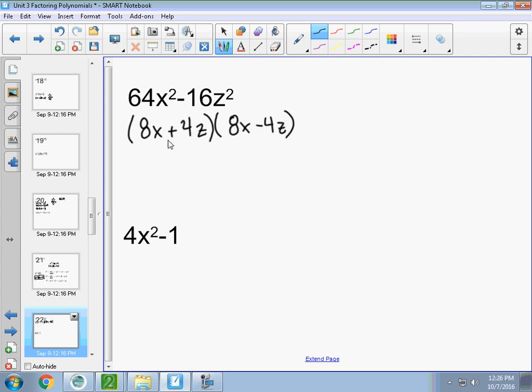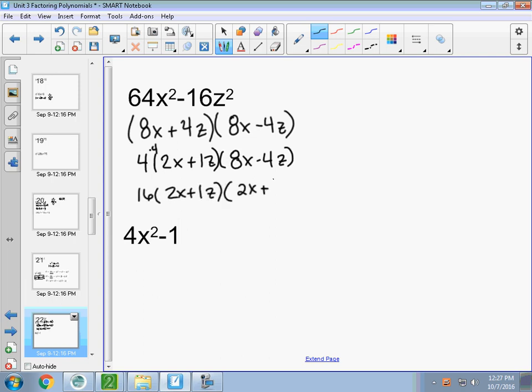This can still be divided by 4, so I could take out a common factor of 4 and leave me with 2x plus 1z. And this can still be divided by 4. So if I take out another factor of 4, 4 times another 4 is going to give me 16 up front. This is 2x plus 1z, and now this one is also 2x plus 1z.